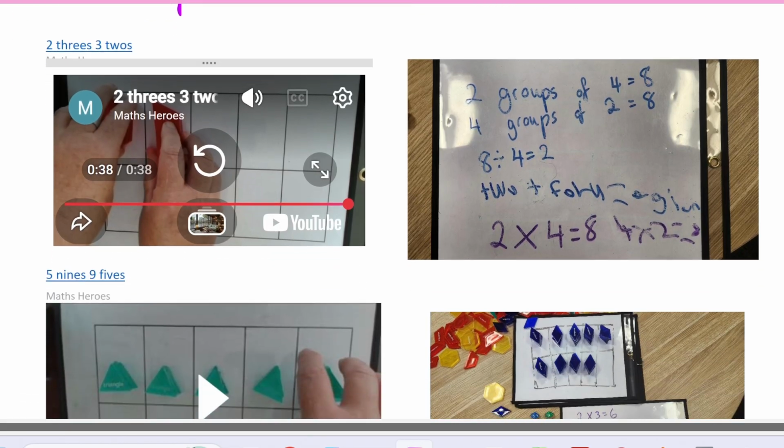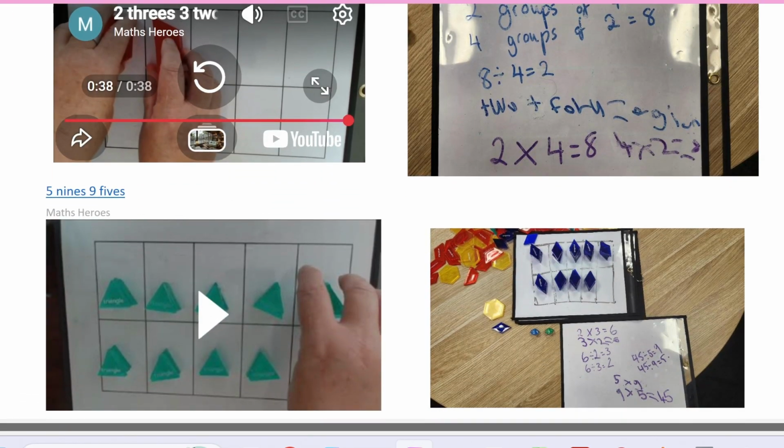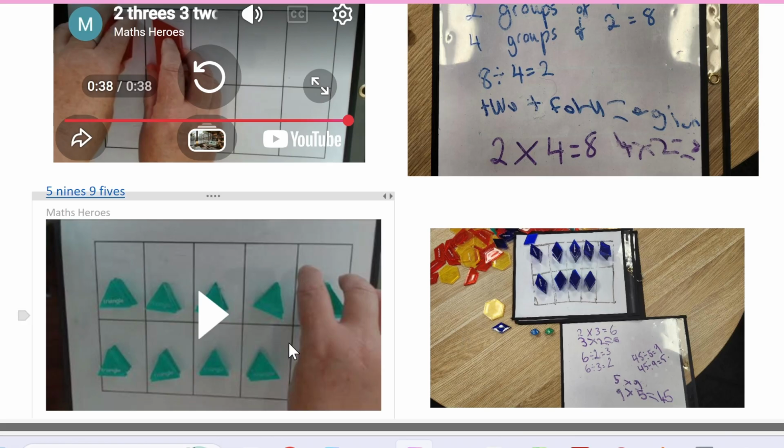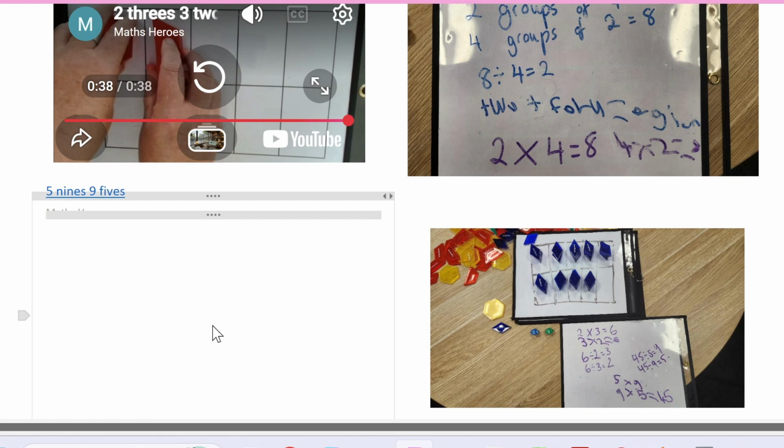examples. So the last one I had the chance to do with her was, she rolled a 5 and a 9. And I said, "Would you like to do 9 fives, 5 nines?" And she said, "Yes." So I said, "Okay, let's have a go at that."